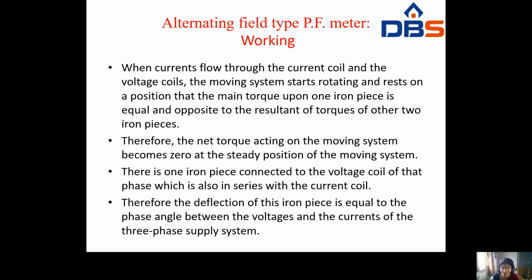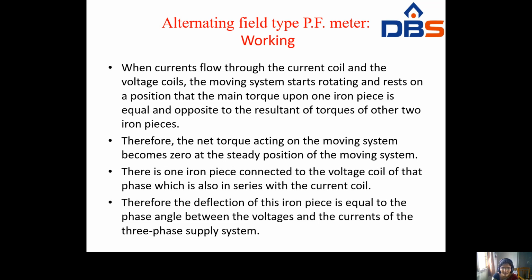So whenever current flows through the current coil and voltage coils, the moving system starts rotating and rests at a position where the torque exerted on one iron piece is equal and opposite to the resultant torque of the other two iron pieces. Therefore the net torque acting on the moving system becomes zero at the steady state position of the moving system.